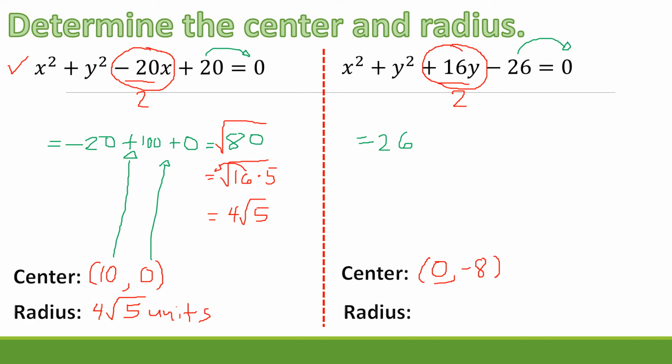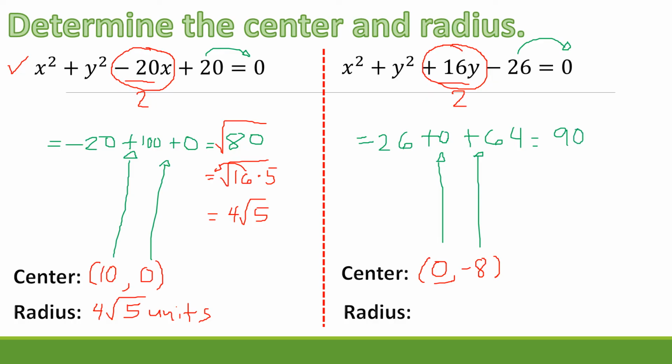Then we add two more values coming from the square of our coordinates. So 0 times 0 is 0. And negative 8 times negative 8 is positive 64. So adding this up, we do have 26 plus 0 plus 64. So this gives us 90.